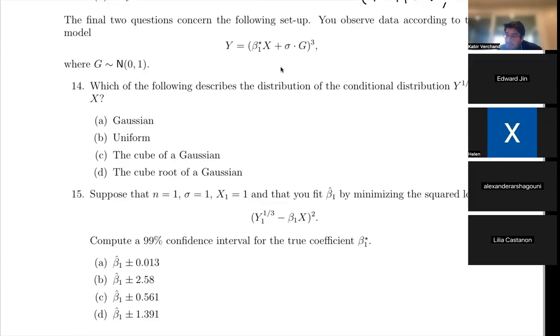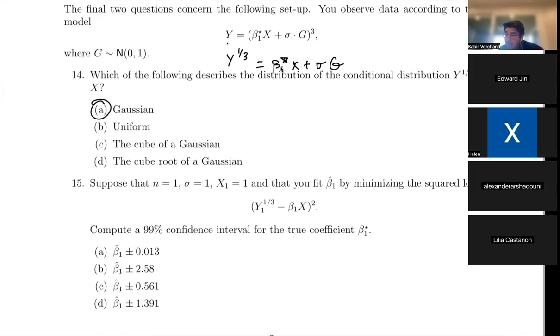Now this one, like I said in the beginning, we can just look straightforwardly and see, okay, what happens if I take both sides to the 1/3? I get y to the 1/3 is equal to beta 1 star x plus sigma g. This is fixed. This is the random quantity, and this is Gaussian. So the distribution is Gaussian. And that's the entirety of the question.